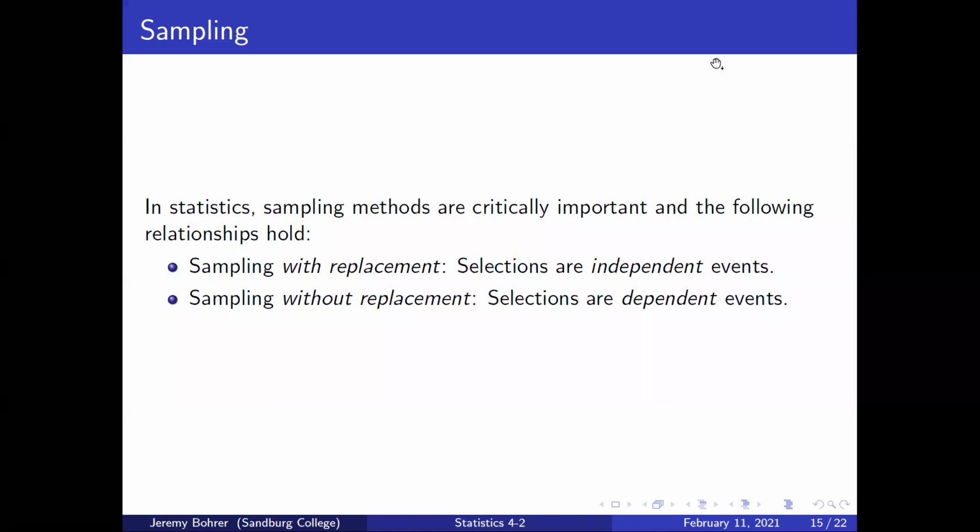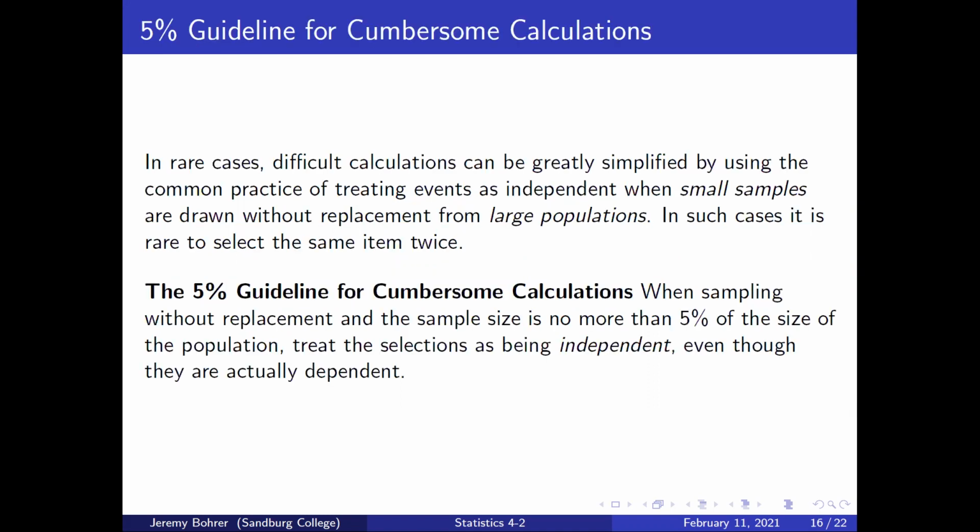In this video, we continue our examination of the addition and multiplication rules. In statistics, sampling methods are critically important and the following relationships hold. Sampling with replacement, the selections are independent events. Sampling without replacement, the selections are dependent events.